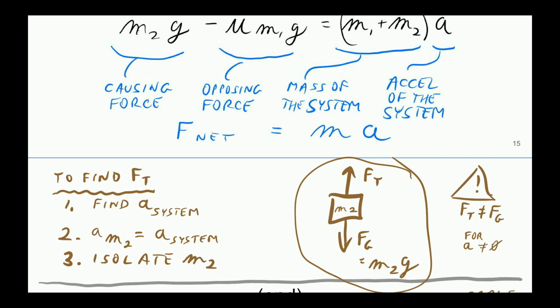There is a big caution flag here. F sub t is not necessarily the same as F sub g. You're so used to looking at static equilibrium problems, you might jump to that conclusion. It is not true. Right? That hanging mass is accelerating, so those forces have to be unbalanced to get that acceleration. And that is how we look at tension in the string inside of a pulley system.